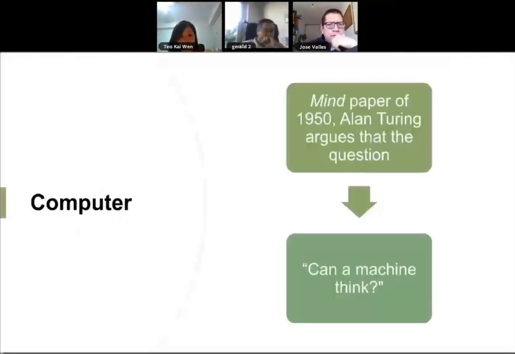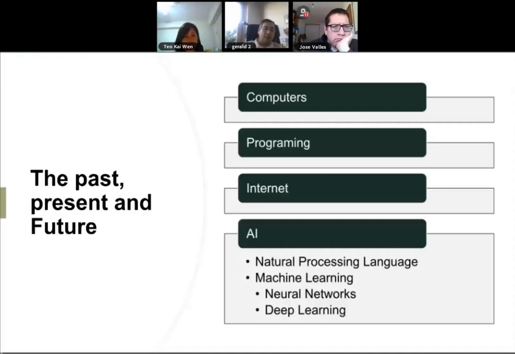Okay. Now, where did this come from? We can say that computers came in from the first talks and the Mind paper of 1950 from Alan Turing. He argues the question: can a machine think? And 6 years after this question from Alan Turing, the term artificial intelligence was born at the Dartmouth conference in 1956. That was the first time many researchers started to talk about artificial intelligence. So from that perspective, we have computers, where the concept started, then programming on top of the computers, then came the internet, which was a changing paradigm. And the last part is artificial intelligence on top of all these things.